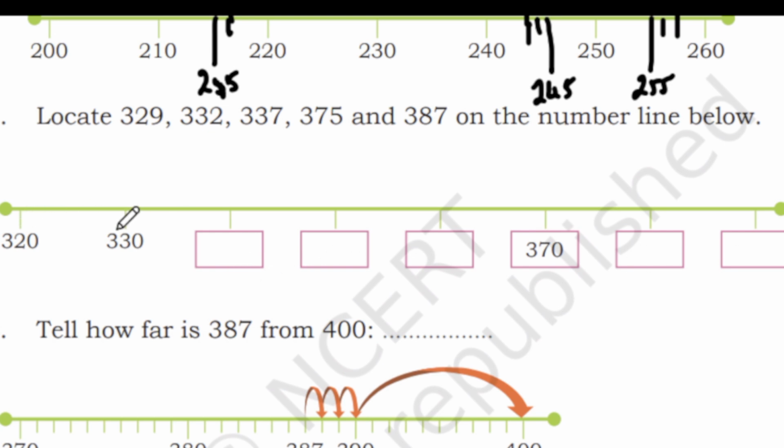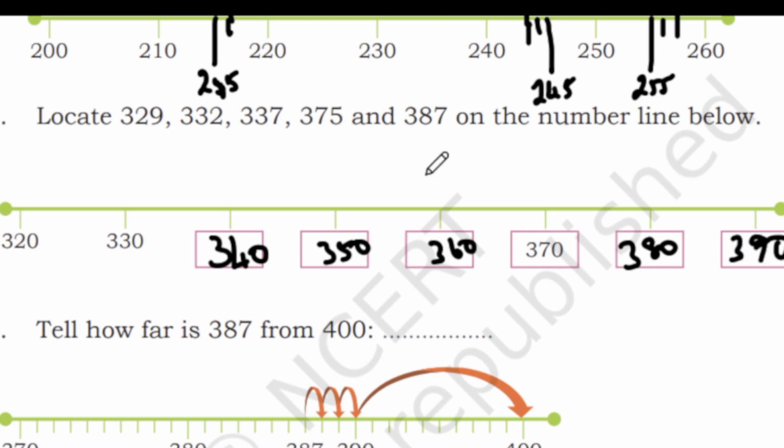So 320, 330. Here you have 340, 350, 360, 370, 380 and 390. Okay, so you have to locate these numbers. Locate these numbers on this number line. It's going to be very easy. Let's do the first one.